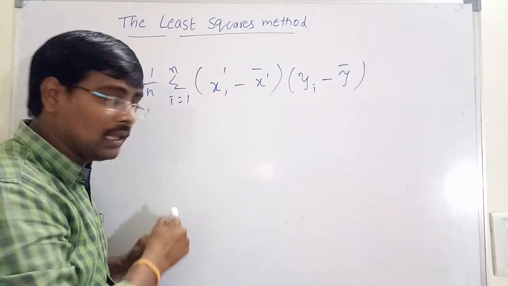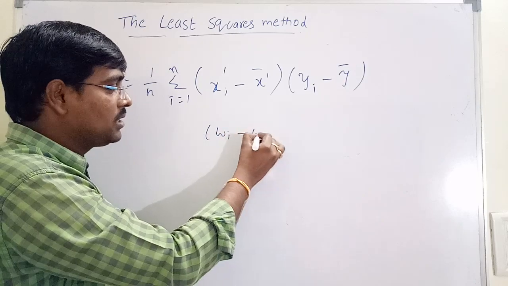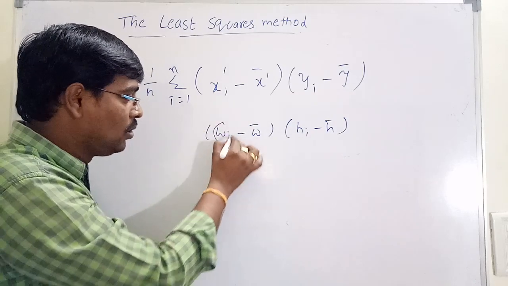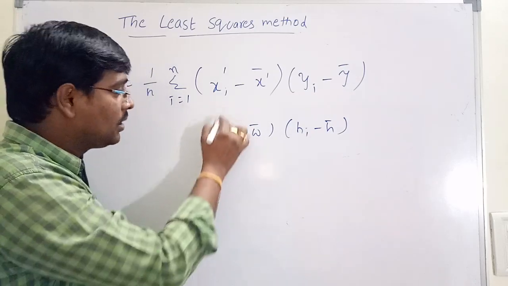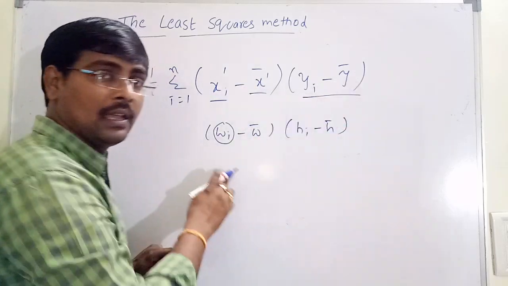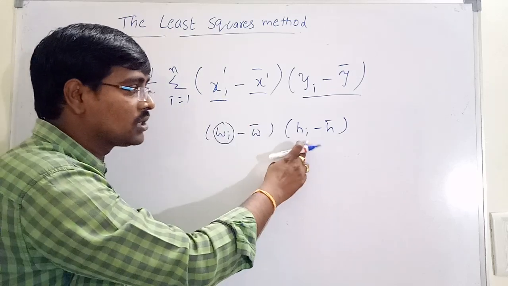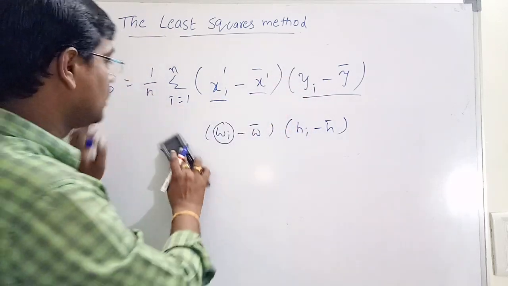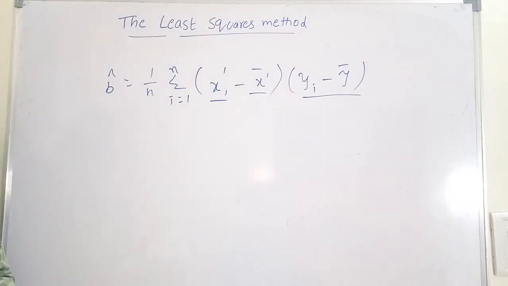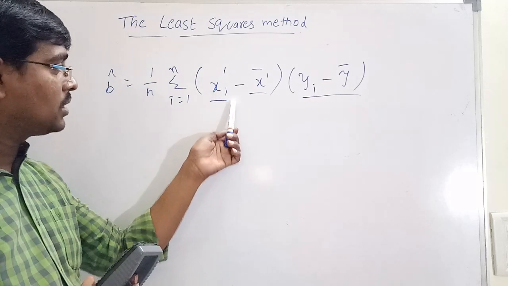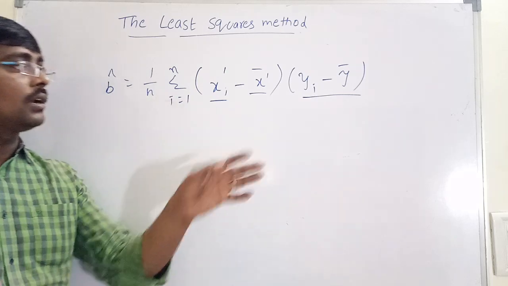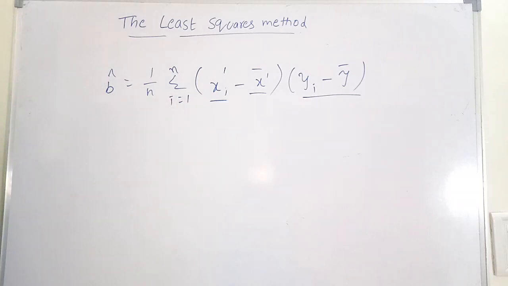Here we were writing wi minus w bar into hi minus h bar. Similarly, here wi is the feature, so instead of the feature I am using the normalized features. x is the feature, instead of x I am writing w, and instead of h I am writing y. This is the regression coefficient. So the two steps are: first take the normalized feature, and then take the covariance between the normalized feature and the target variable.